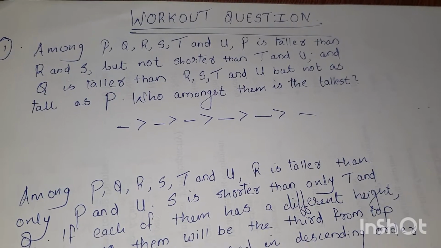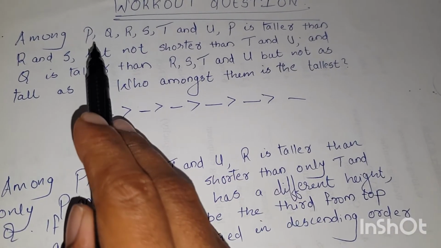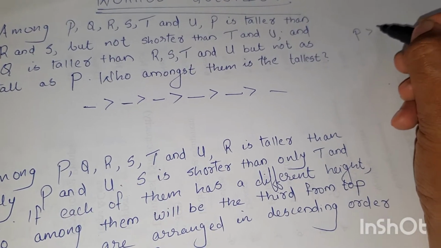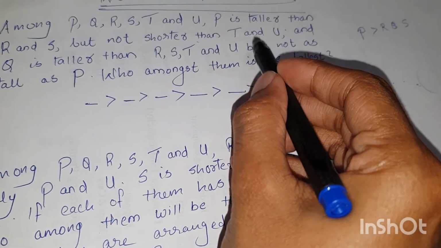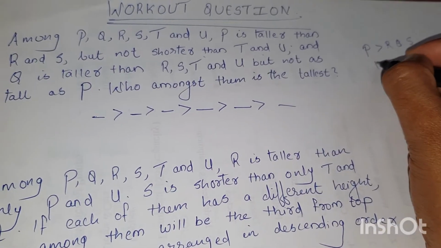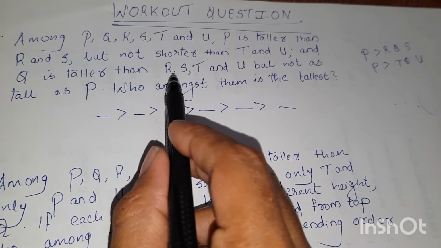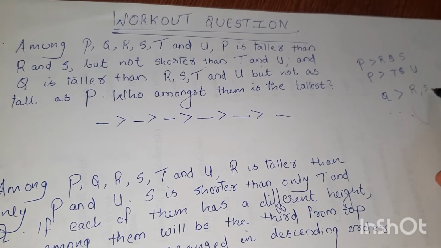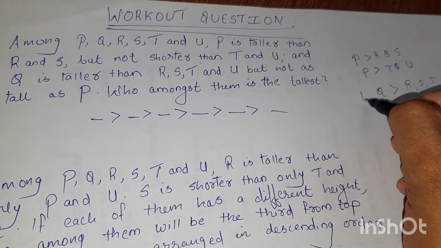Going to the solutions of the workout questions of the topic taller or shorter. First one: among P, Q, R, S, T and U, P is taller than R and S but not shorter than T and U. That means P is taller than R and S and also taller than T and U. Q is taller than R, S, T and U but not as tall as P. That means P is the tallest.